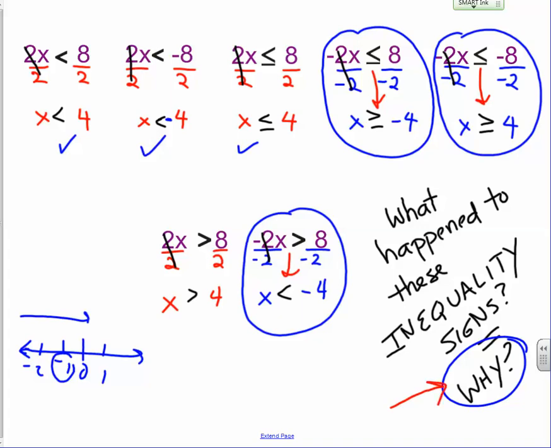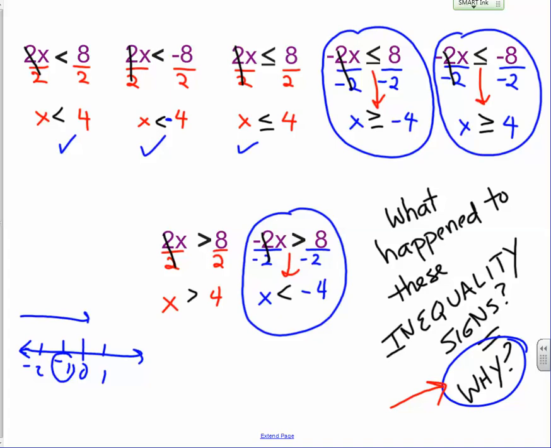Well, first of all, let me show you that's the only way it will work. We divide both sides by negative 2. And 8 divided by negative 2 is negative 4. So the only way this can be true is x has to be greater than or equal to negative 4. So let's pick a number bigger than negative 4, like negative 3. Negative 2 times negative 3 is a positive 6, and 6 is less than 8. So if I didn't reverse the inequality, that wouldn't have been true. It would have said 6 is greater.